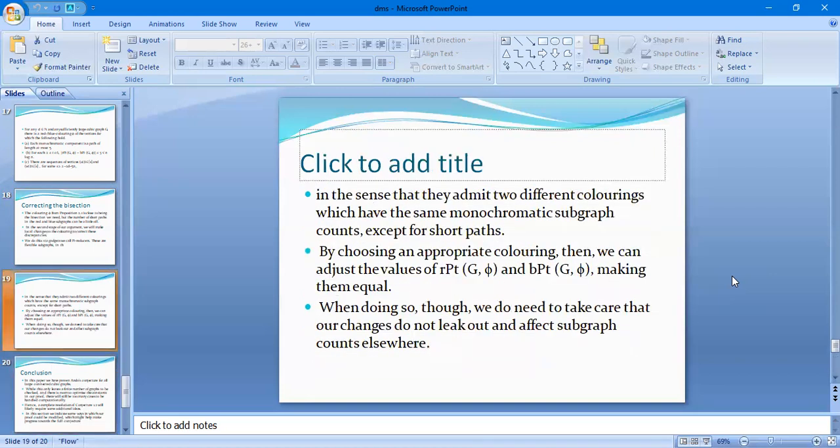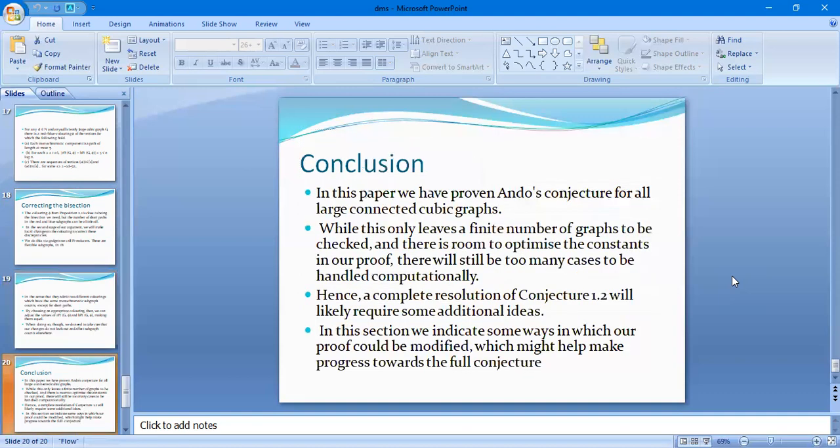In the sense that they admit two different colorings which have the same monochromatic subgraph counts except for a short path. By choosing an appropriate coloring, we can adjust the values. While this only leaves a finite number of graphs to be checked, and there is room to optimize the constants, hence a complete resolution likely requires some additional ideas.